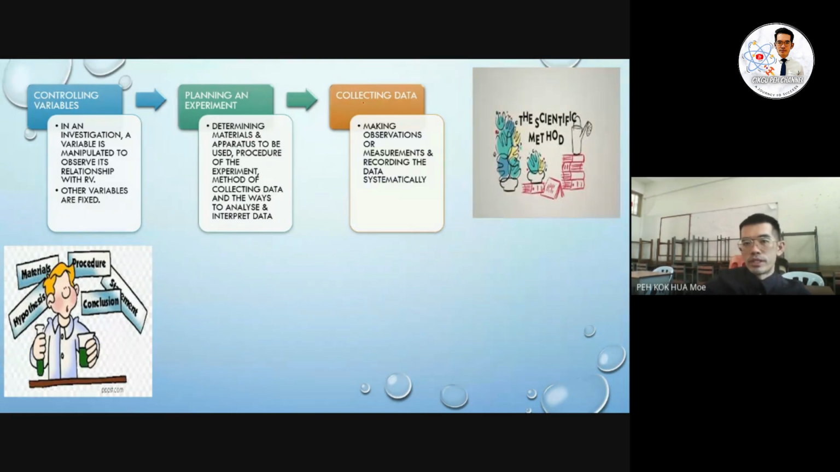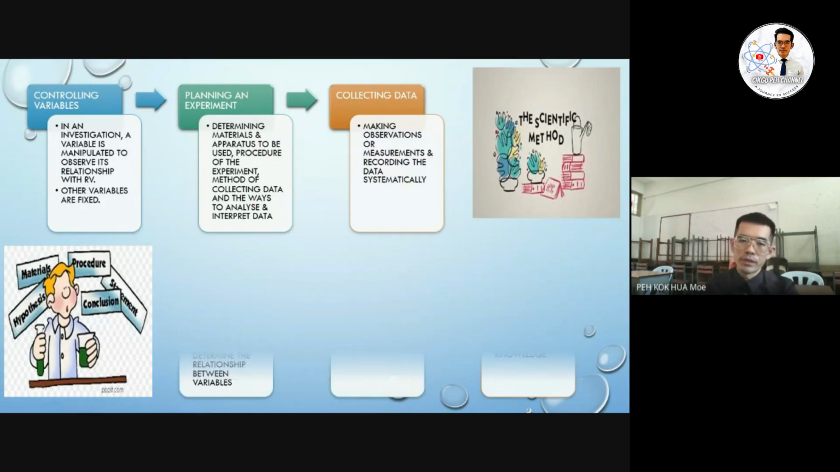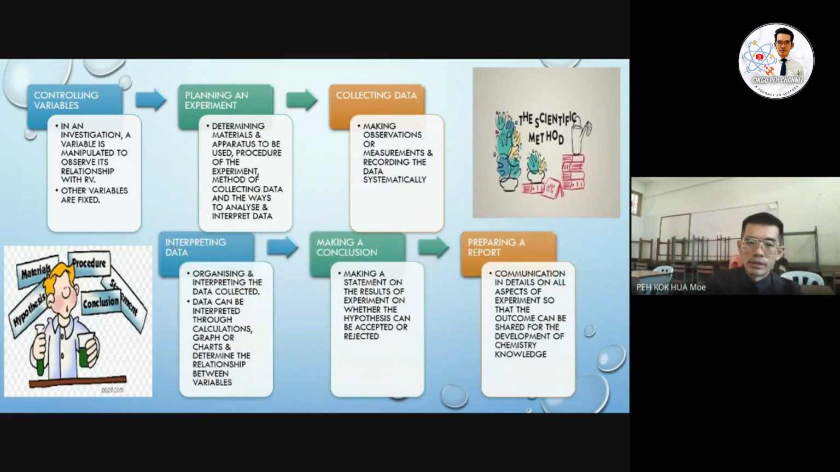Okay, so the next will be collecting data: making observations, measurements, and recording the data systematically. Okay, so this is collecting data. And then the next one will be interpreting data, organizing and interpreting the data collected. Okay, so here maybe you need to plot a graph. As mentioned here, data can be interpreted through calculation, graph, chart, to determine the relationship between the variables. Normally it will be MV and RV.